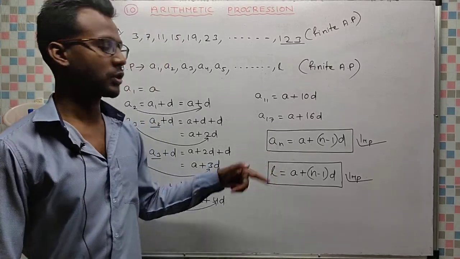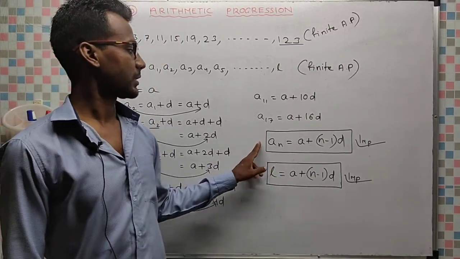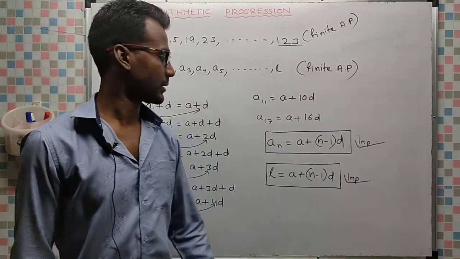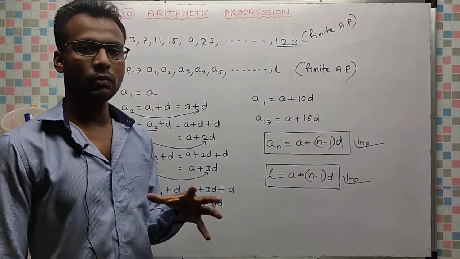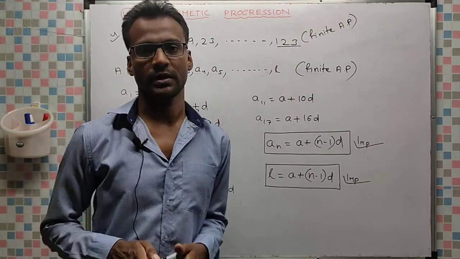Okay, so these two formulas are very important. Nth term formula is a plus n minus 1 d. Last term formula is also same, a plus n minus 1 d. Now we will use these two formulas to solve different questions.